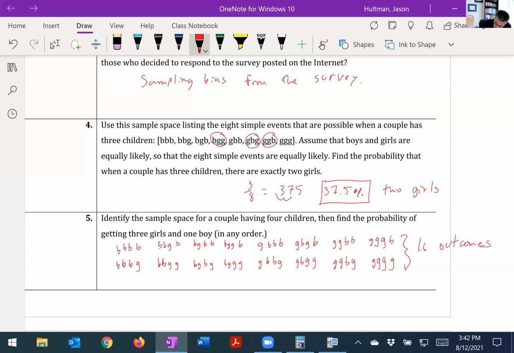And then find the probability of getting 3 girls and 1 boy in any order. Okay, so we got 3 girls and 1 boy. I got 3 girls and 1 boy here. Okay, any others? Yep, 1 right here. 3 girls and 1 boy. So that's 4 out of the 16, which is 1/4, which is 0.25, which is 25% of the time.